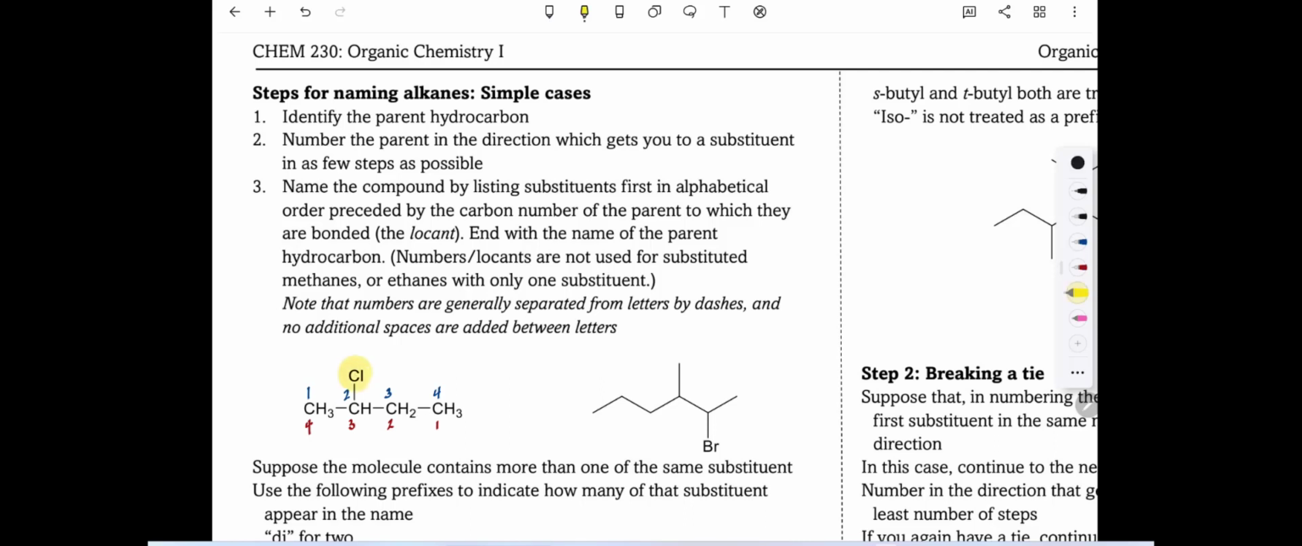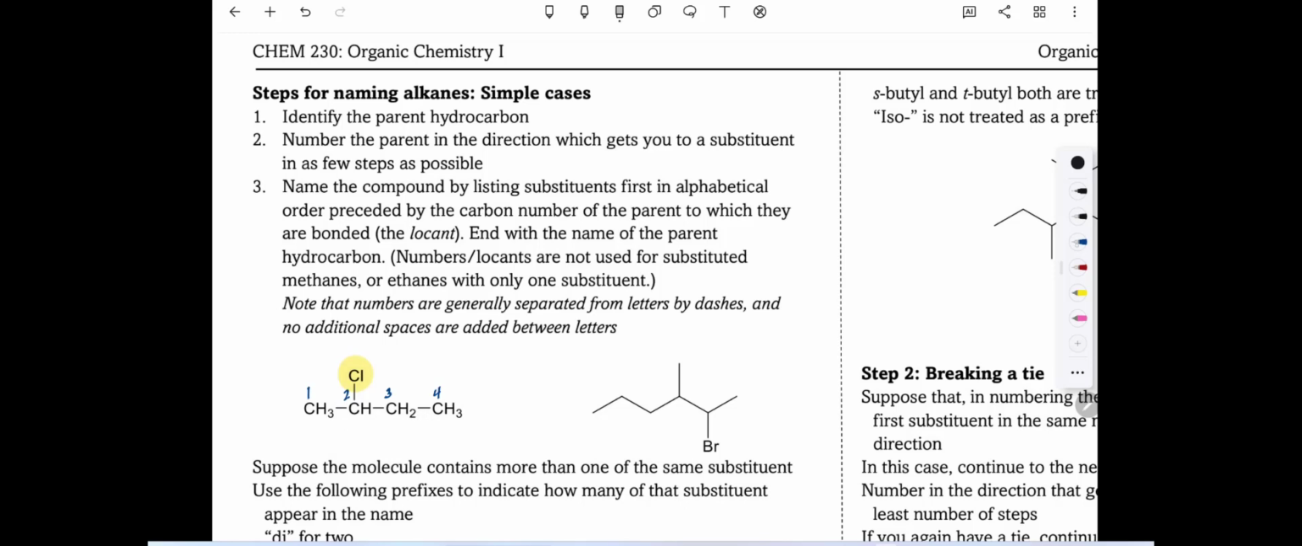Now the chlorine atom is the only substituent on this parent hydrocarbon, and we want it to get the lowest possible number. So given the choice, we would prefer 2 over 3. So the numbering is going to be as shown.